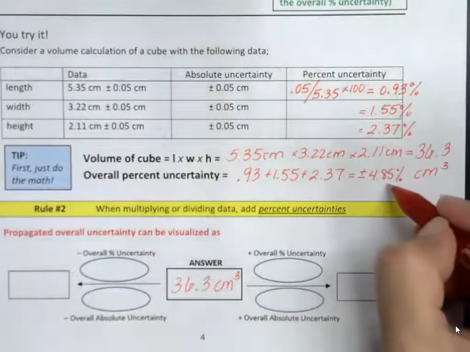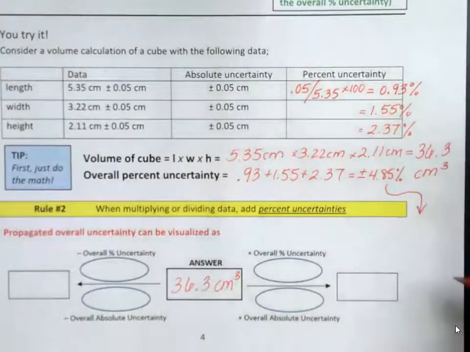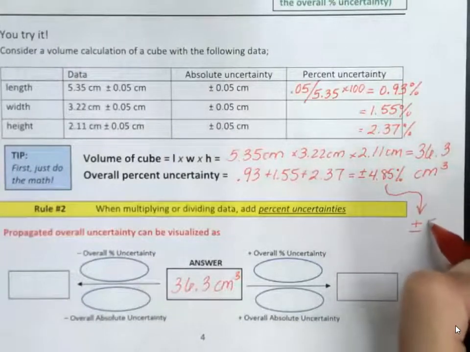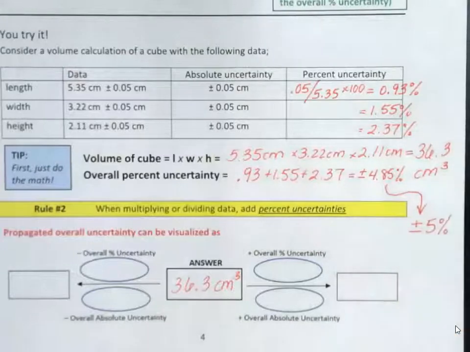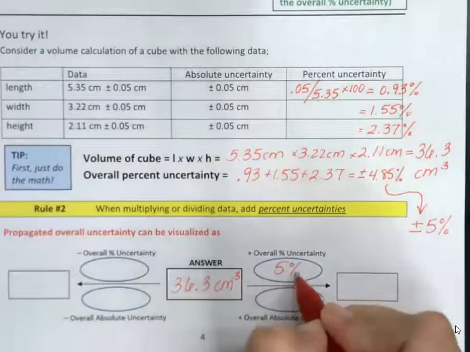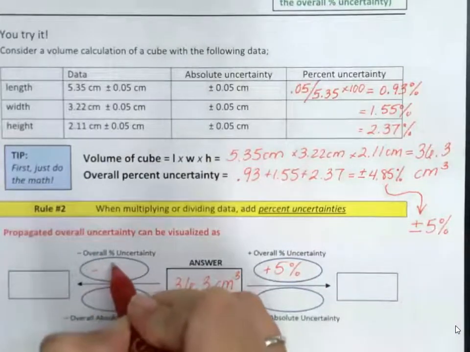And you know our rule is when you have greater than 2% overall percent uncertainty, you round to one sig fig. So that's going to give us plus or minus 5% uncertainty. I'm going to fill that in to my visual down here. Plus 5%, minus 5%.